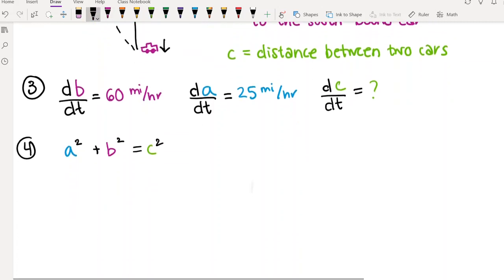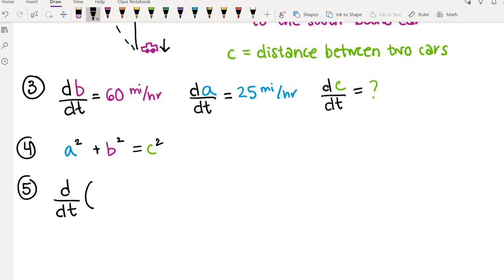Okay, so the next part is to take the derivative of our equation. We're going to take the derivative on both sides of this equation. On the left-hand side, we're taking that derivative, and on the right-hand side, we're also taking the derivative. Okay, so how does this work?